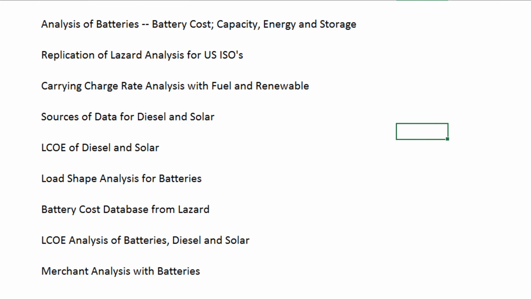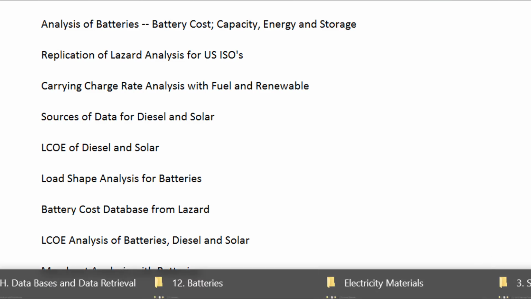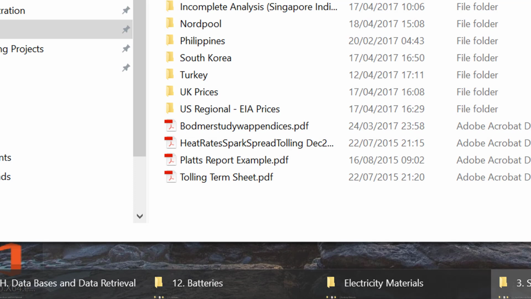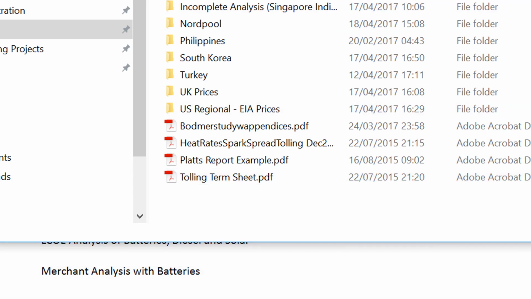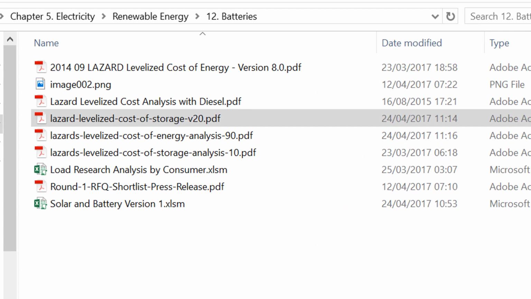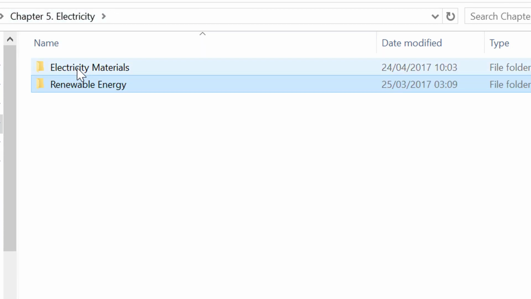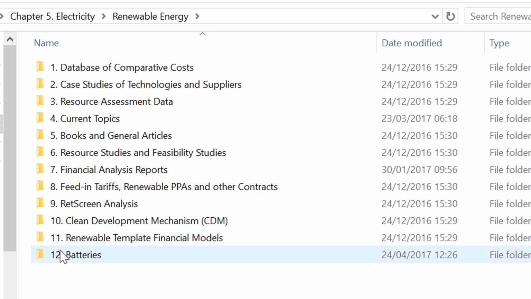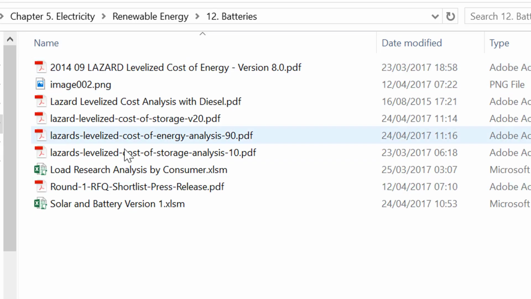So here's some of the places. Now I'm going to show you where these things are on the Google Drive, and then I'm going to put them in a place on the website. I'll show you them in just a minute. Now, I made a folder named batteries. In chapter 5, if you go to renewable energy, I called it renewable energy, and I put it in batteries. And the place I start, there are two kind of nice things to use.